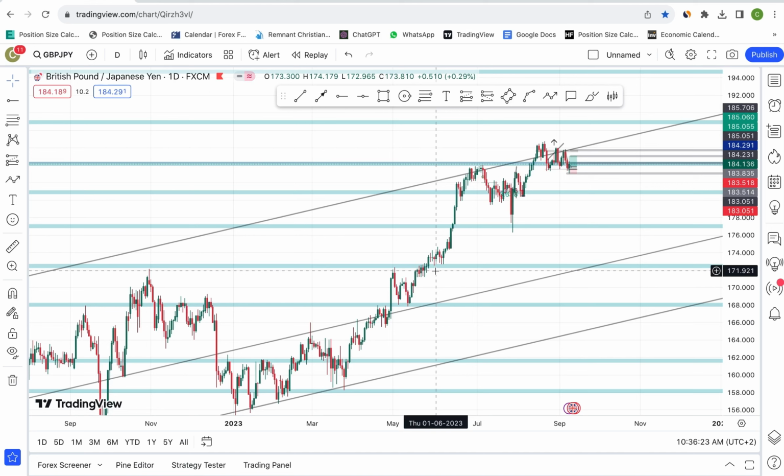Today I'm going to be sharing this trade that I took on Friday last week. I took this trade yesterday, which is Friday, the 8th of September. That's when I took this trade. I will show you how I managed to take this trade.